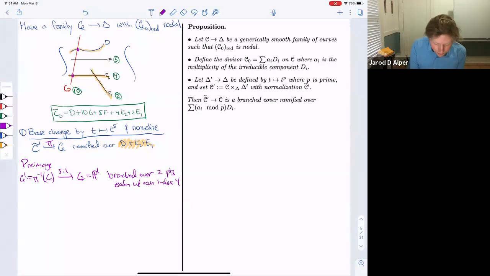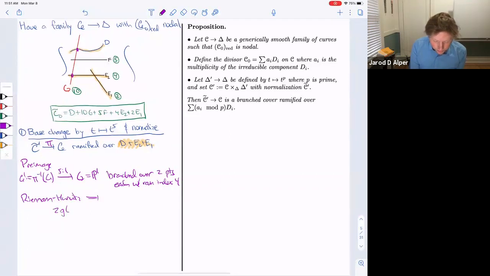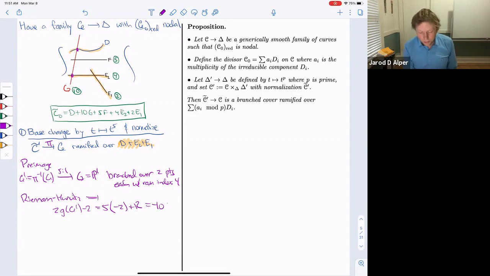And this allows us to compute via Riemann-Hurwitz what G prime is. Tells us that 2 times the genus of G prime minus 2 equals the degree 5 times 2 times the genus of P1 minus 2. So that's a minus 2 plus the ramification. But the ramification is 2 times 4. And so this tells us that the genus of G prime is 0. So G prime is also rational.